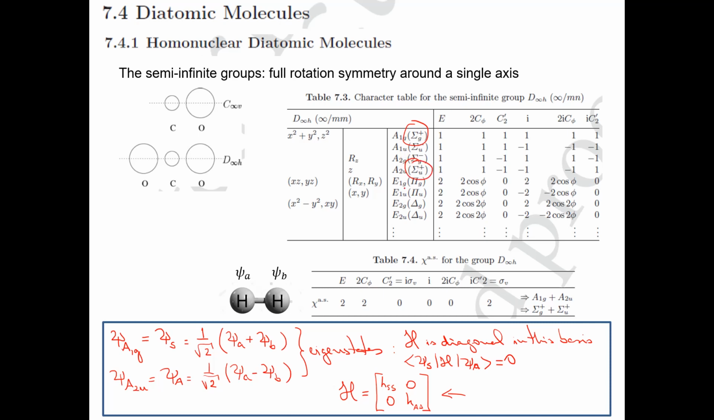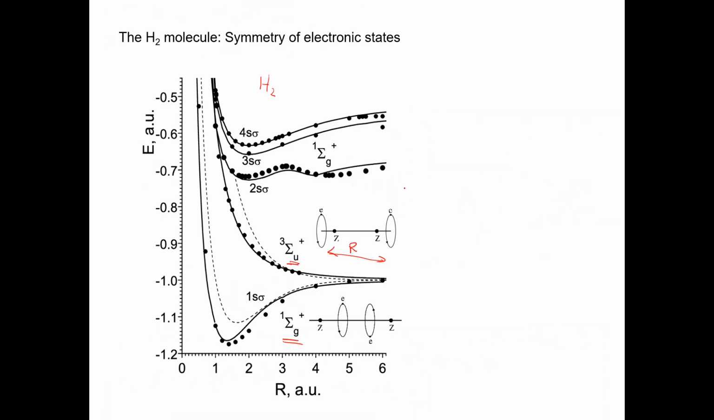And also there's an extra label here, 1 and 3, and this is for spin. This is for specifying the spin state: 1 for singlet and 3 for triplet. So this is our example of how you interpret the group theory notation in molecular states of molecules.